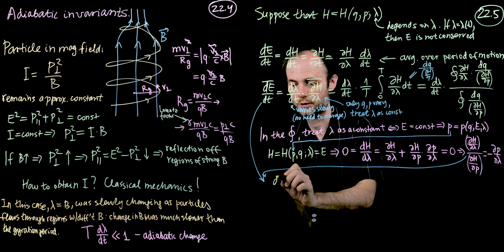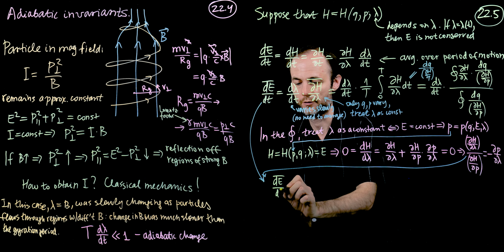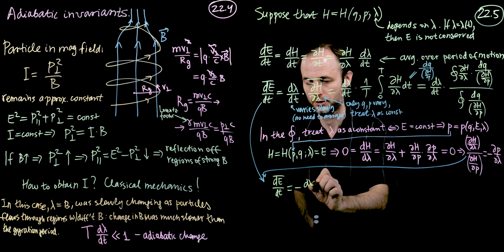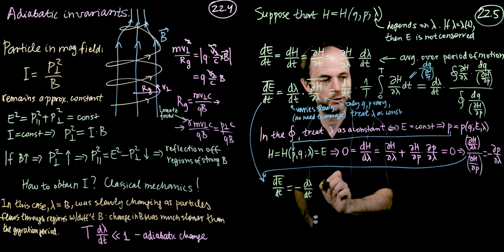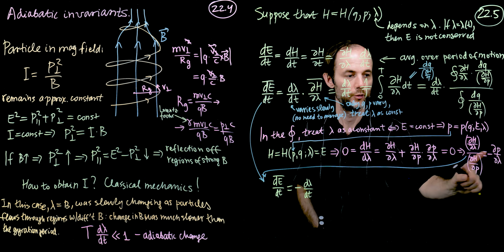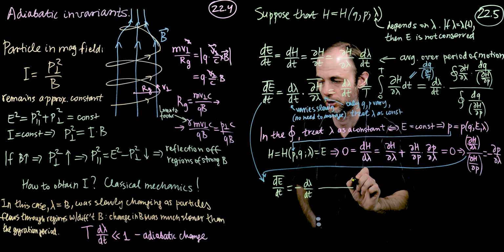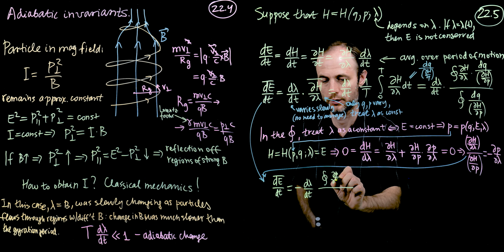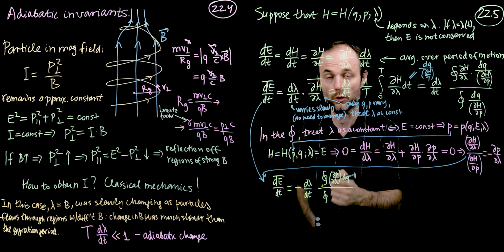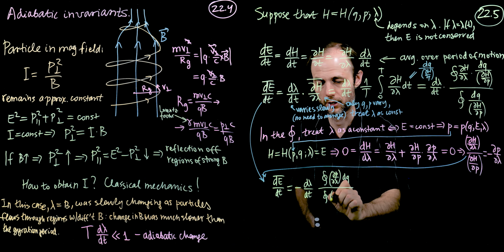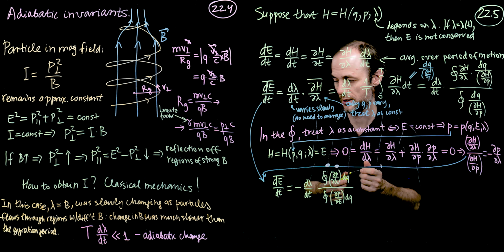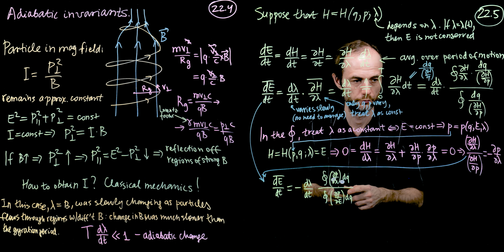We're going to get that the orbital average of dE/dt is equal to minus dλ/dt. The minus sign is coming from here, times the orbital average of dp/dλ times dq, and here we're going to have an orbital integral of dp/dλ times dq.